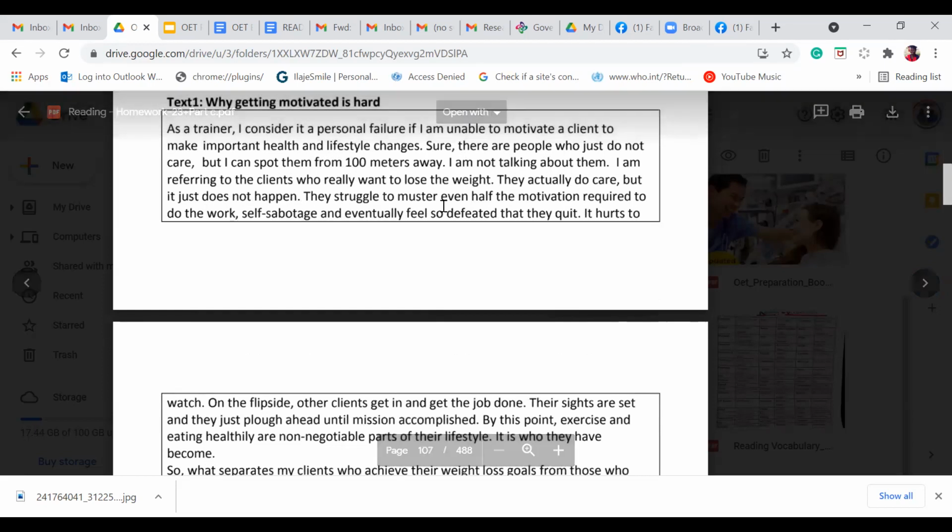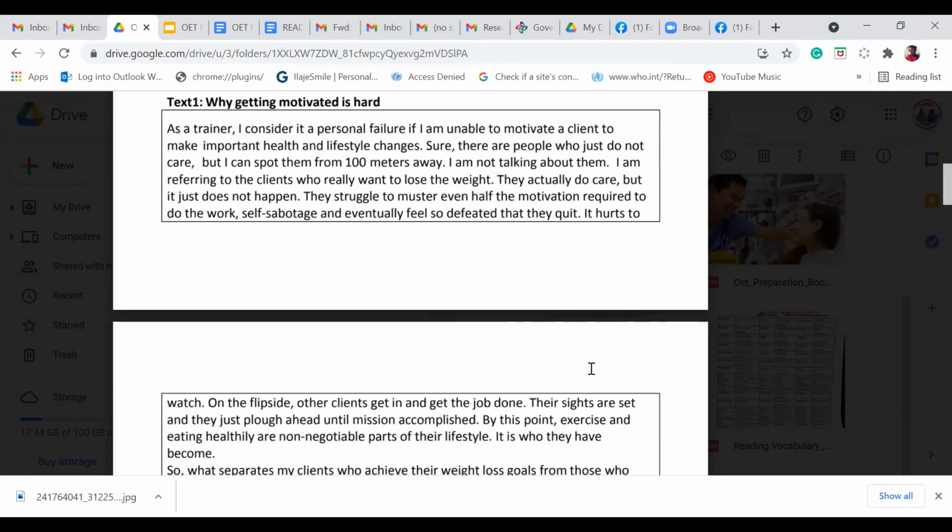So care, remember, too much care. Let's look at where he was talking about care. That's the second line. Sure, there are people who just do not care, but I can spot them from 100 meters away. I'm not talking about them. I'm referring to the clients who really want to lose weight. They actually do care, but it just does not happen.